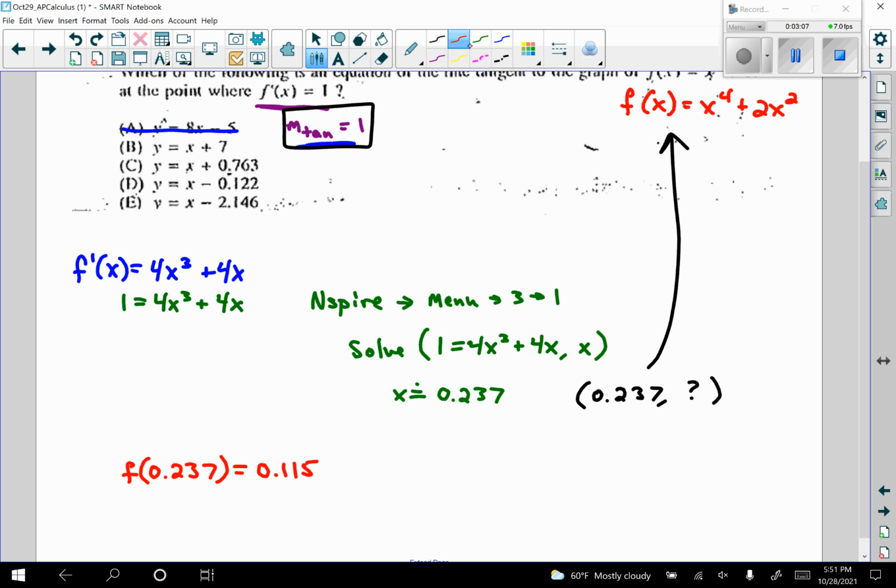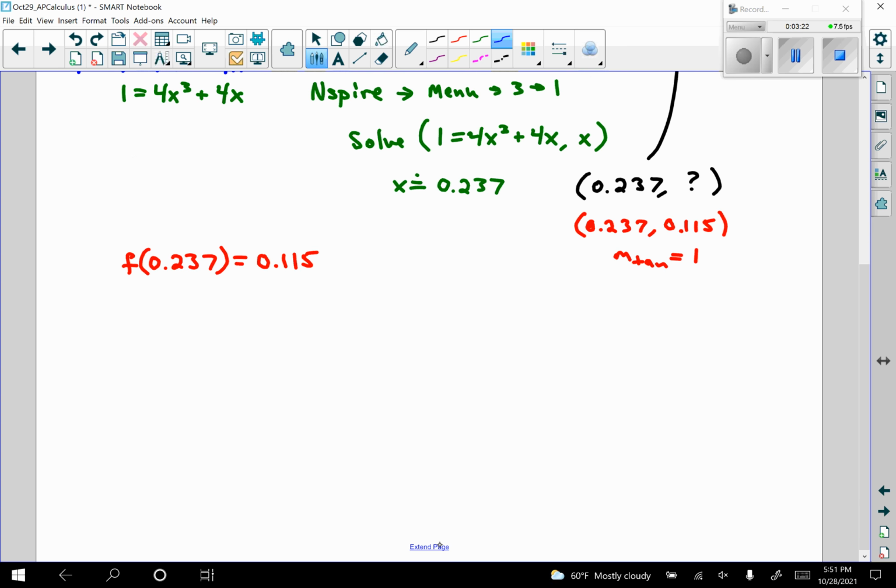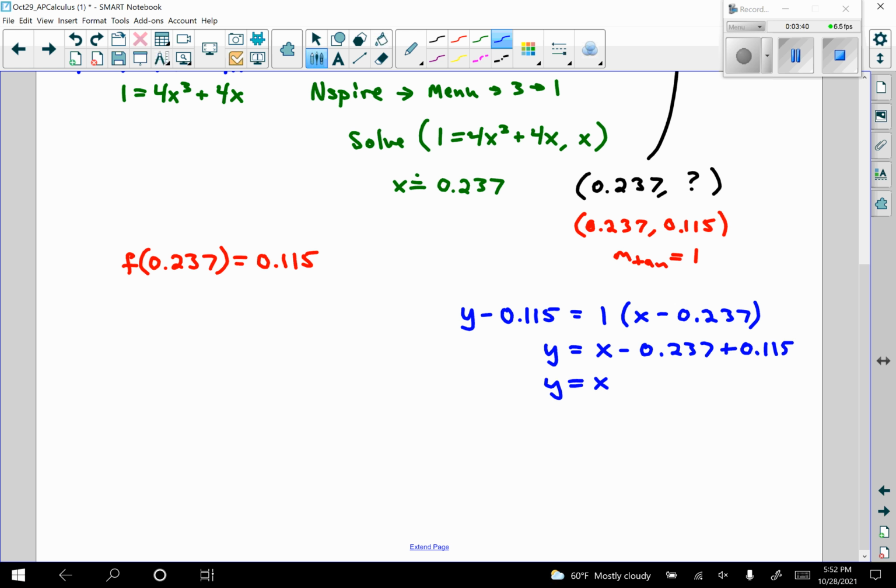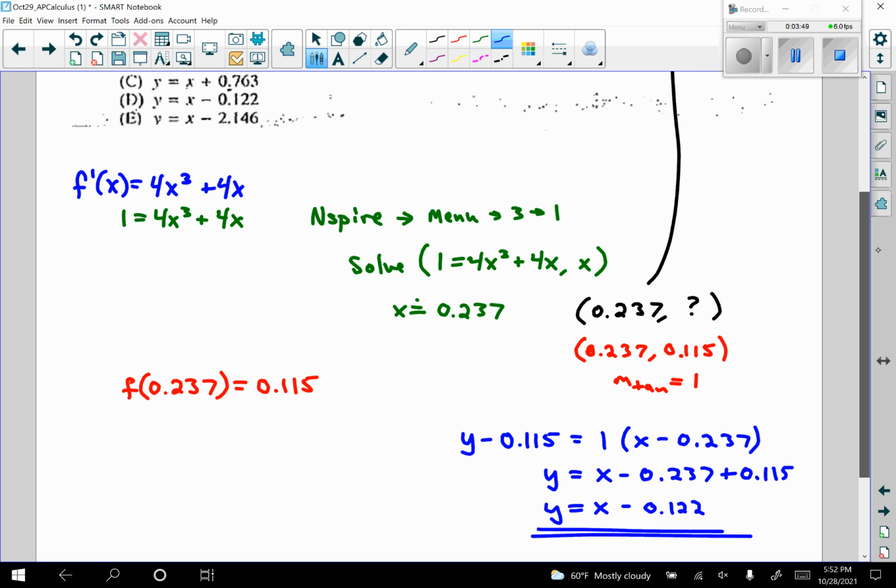All right, so we have our point. We now have 0.237, 0.115. The slope of our tangent line is 1. We can write our equation. If you do notice, all of these are in slope-intercept form. But we could still start with point-slope form. We could say y minus 0.115 equals 1 times x minus 0.237. Solve for y, we just get x minus 0.237 plus 0.115, and then this turns into y equals x minus 0.122. And that was D.